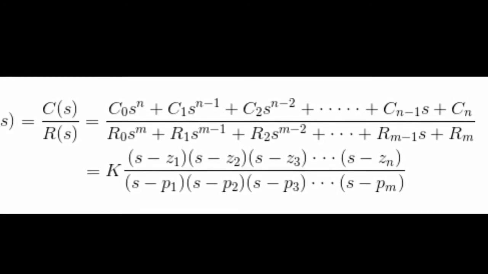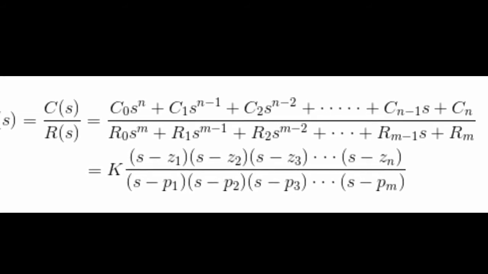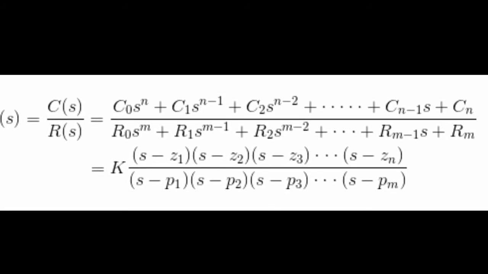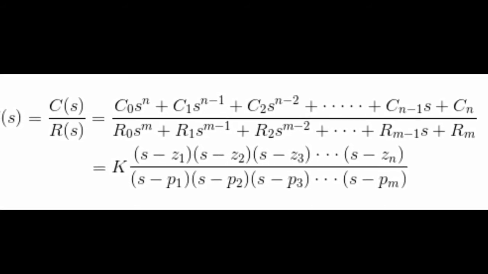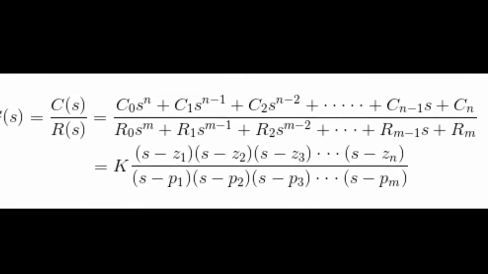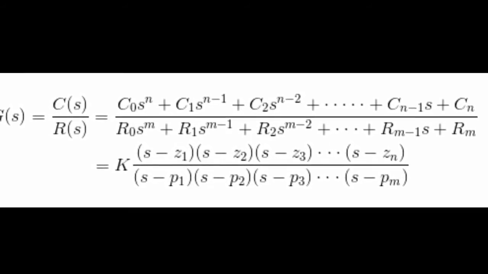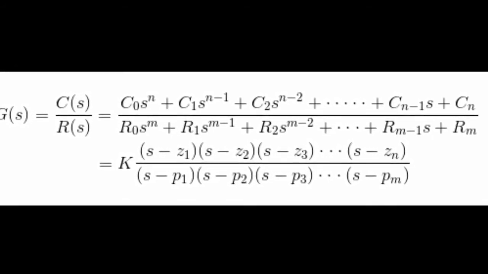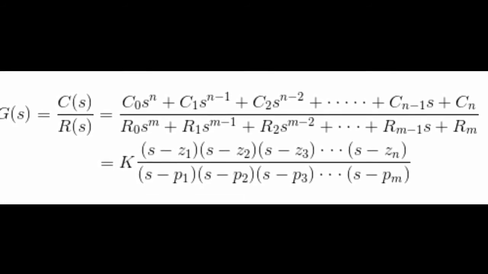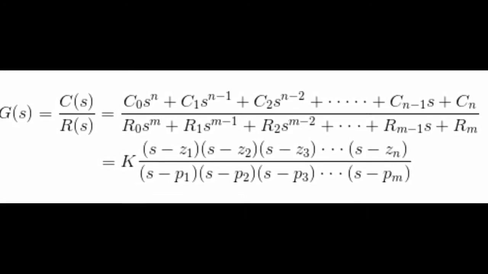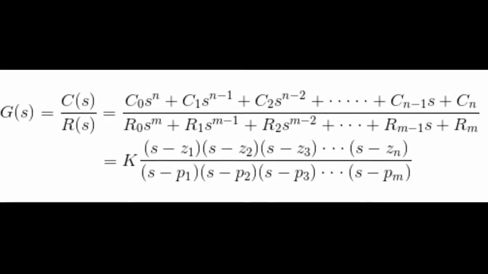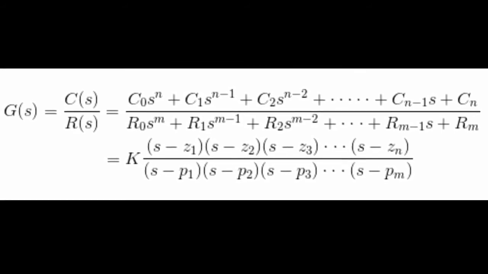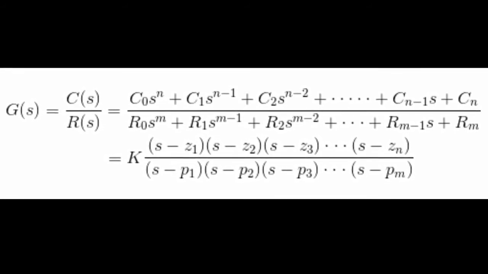Now, in the above function, if s is the same as c1, or s is the same as c2, or s is the same as c3, the value of the transfer function becomes zero. Thus, c1, c2, and c3 are roots of the numerator polynomial. As for these roots of the numerator polynomial, the transfer function becomes zero. These roots are called zeros of the transfer function.